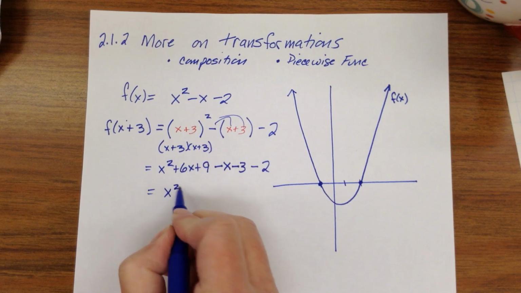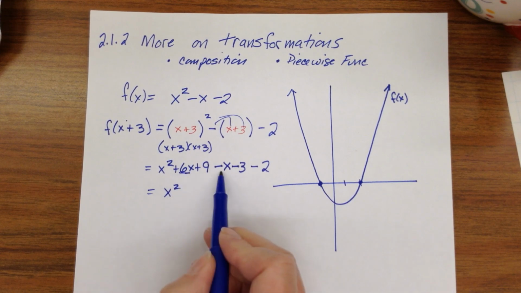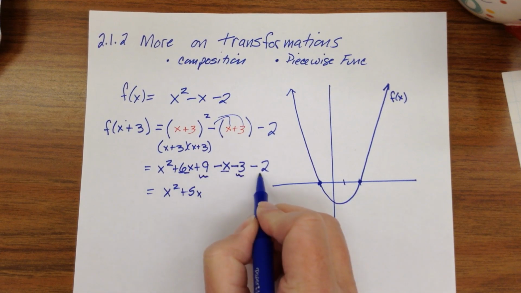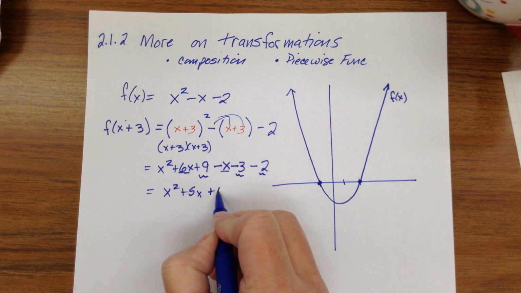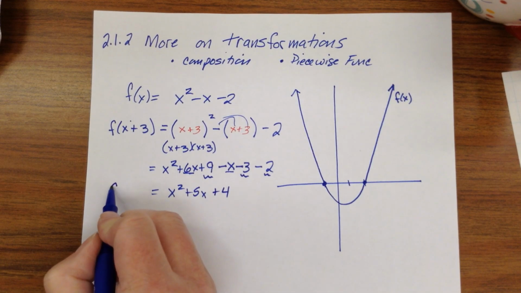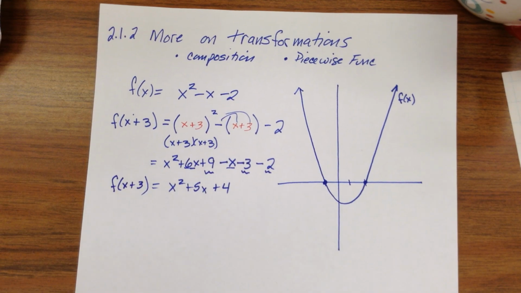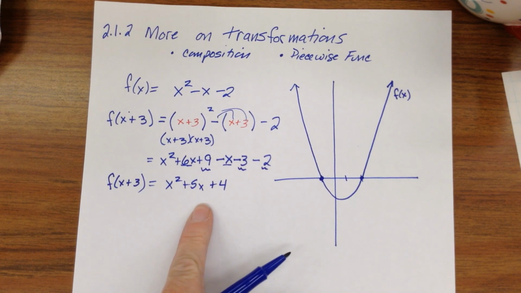Simplify that out. We're going to get x squared, has no friends. These two are like terms, that's positive 5x. The constant terms all combine to get a positive 4. So here's what I'm saying to you. F of x plus 3 becomes this parabola.